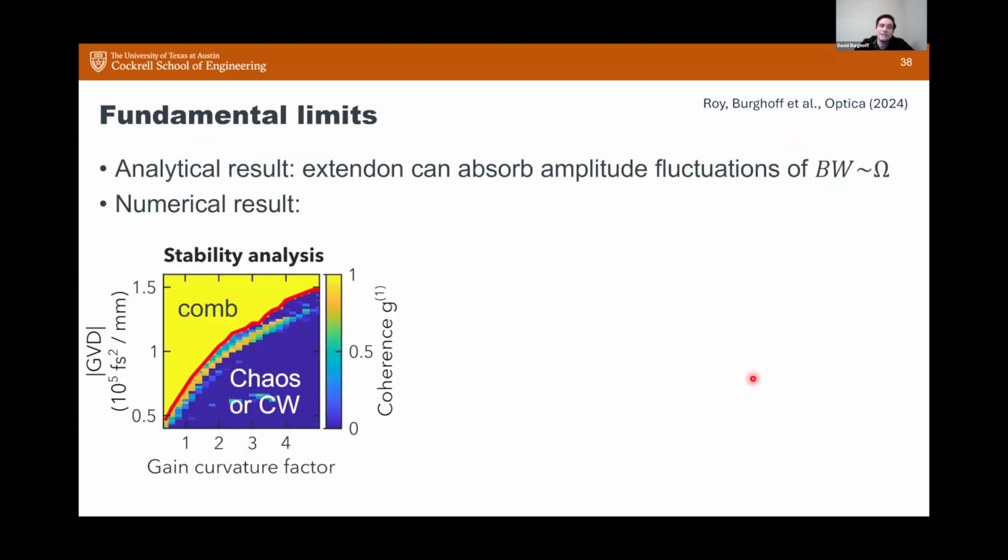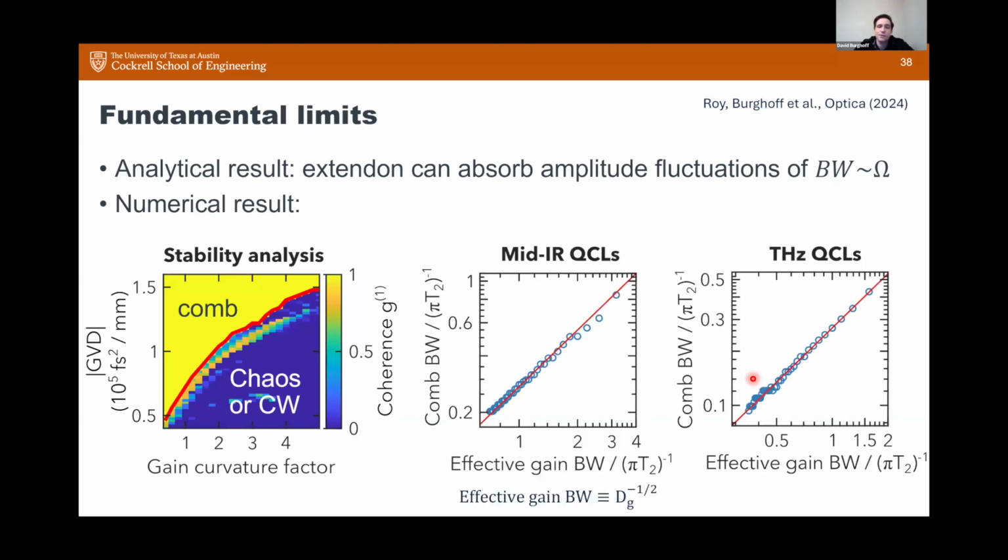We did some numerical stability analysis recently, and we showed that these extendons can absorb, at least for fast gain media, amplitude fluctuations that are proportional to the bandwidth of the laser. Although there is still some question about the limits on the T1 factor.